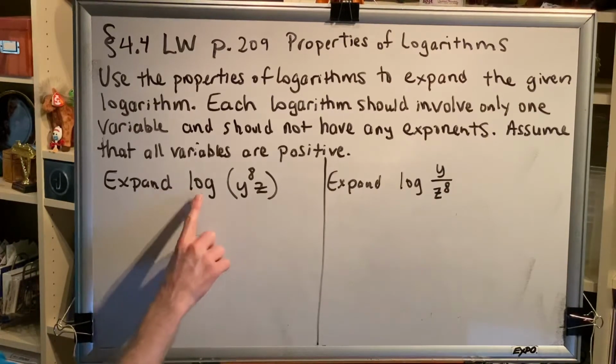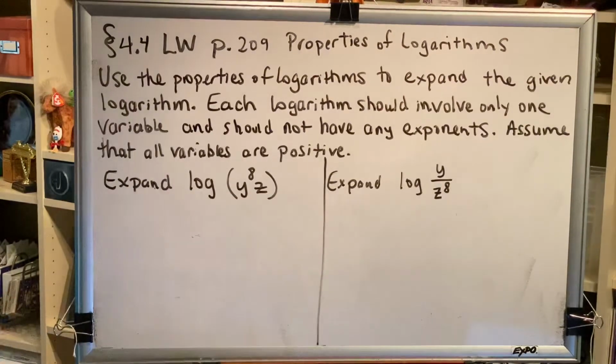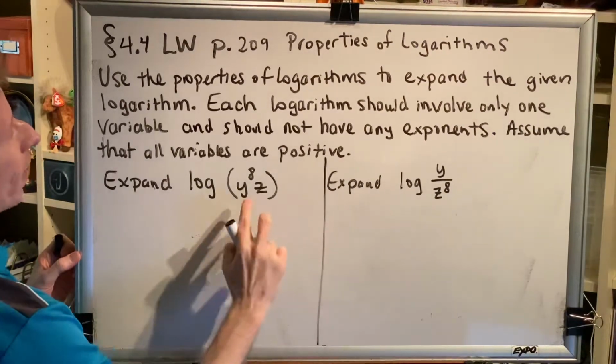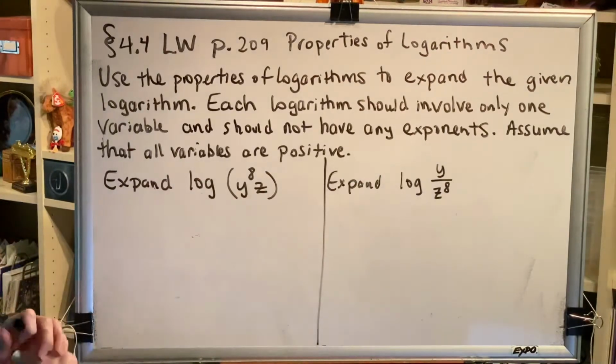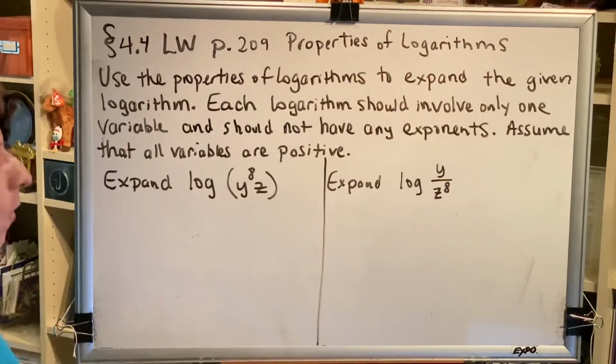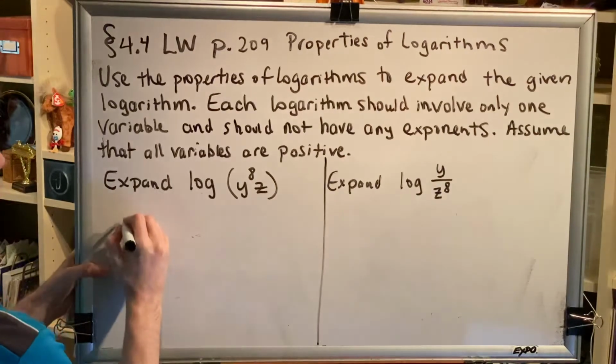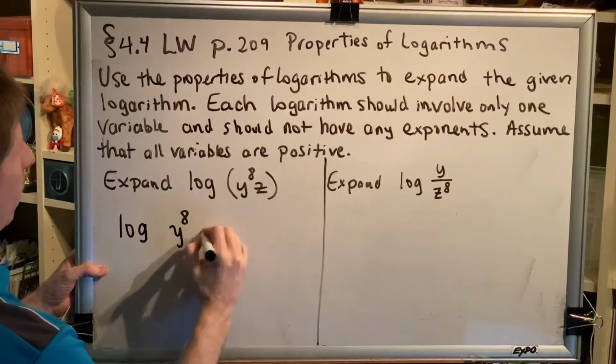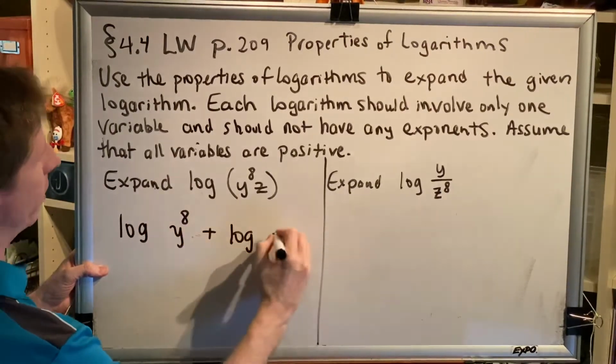We can see that this one logarithm currently has two variables, y and z. We need to separate that so that each log gets its own variable. We also notice that this is a product, two things being multiplied. So when you break up a log of a product into two logarithms, those logarithms are added. So this is going to be written as log of y to the 8th plus log of z.